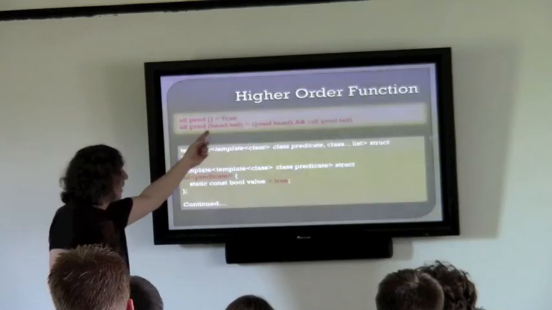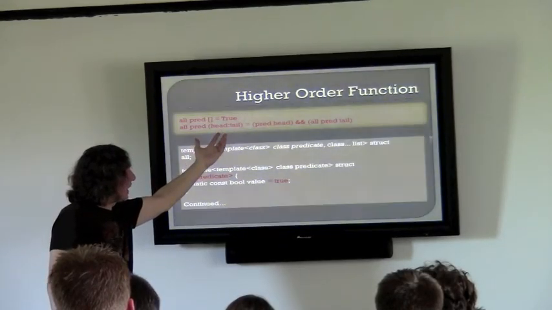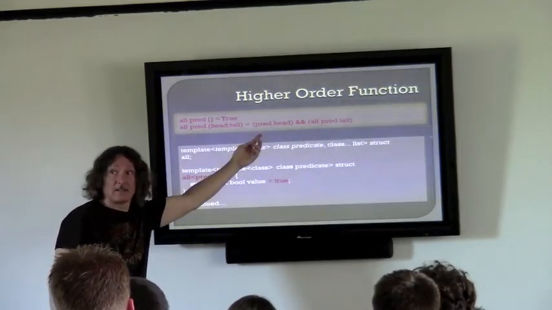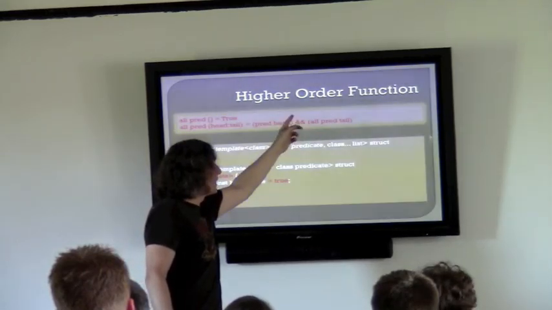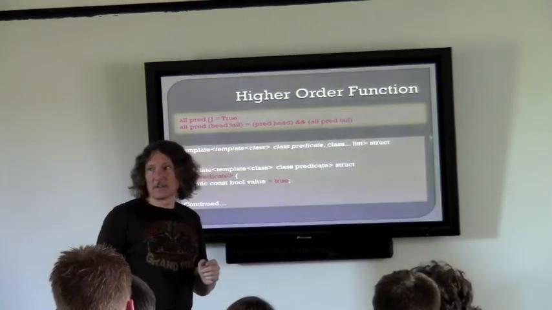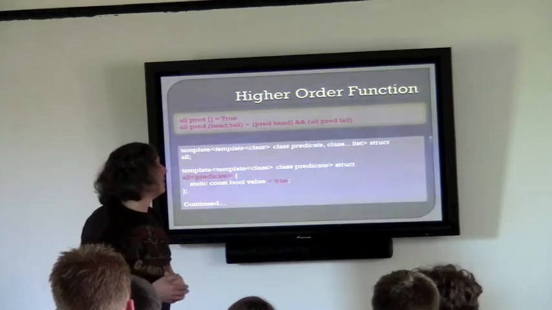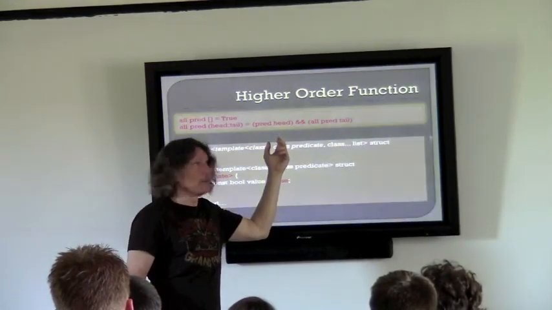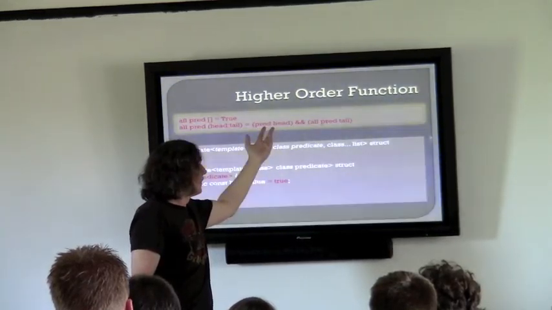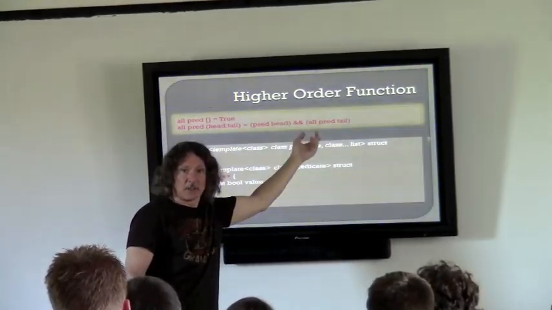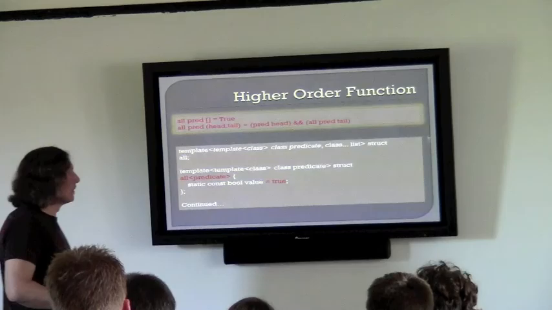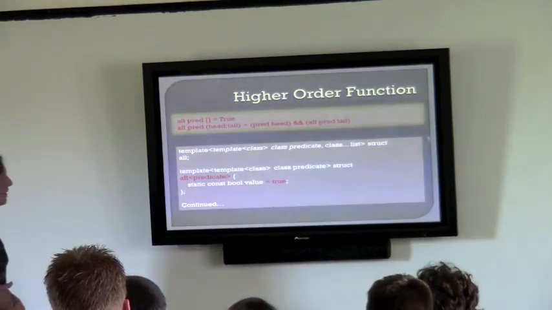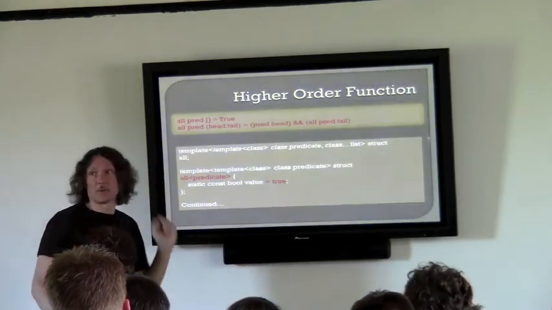Otherwise, we match head and tail, apply the predicate to the head, and end the result with a recursive call to the tail. So if this is false, the rest will not be evaluated. If it's true, then you apply it recursively until you either get false or you hit this case when you return true.